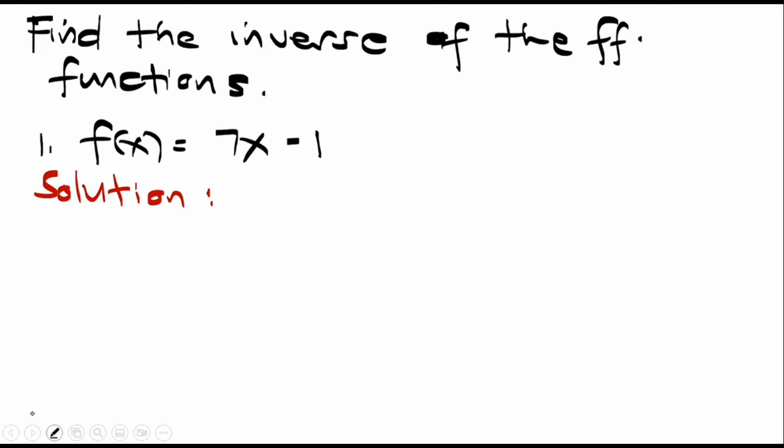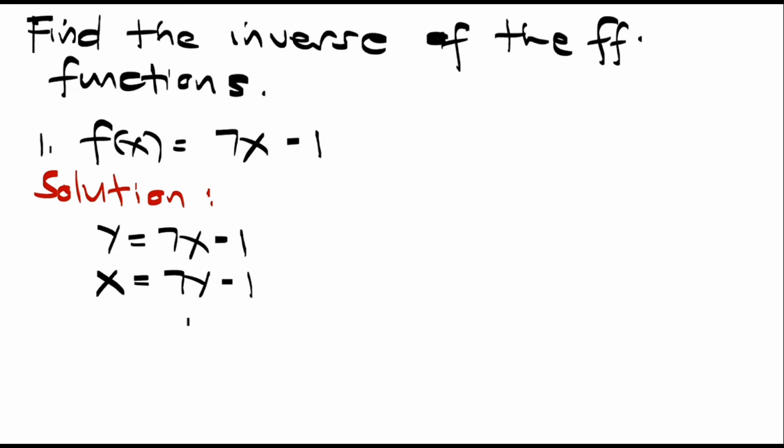So from the given steps, the first thing we must do is to replace the functional notation by y. So we have here y equals 7x minus 1. Step 2, interchange x and y. It means that y will be replaced by x and x will be replaced by y. So we'll have x equals 7y minus 1.